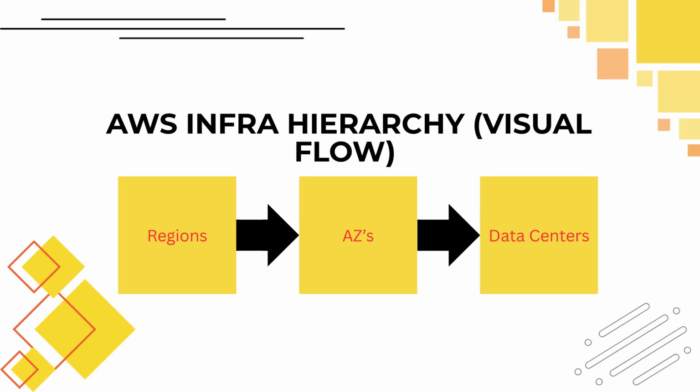Here is a simple way to think about AWS infrastructure. At the top level, we have regions. Inside each region, we have multiple availability zones. Each AZ is made up of one or more data centers. And around the world, we also have edge locations that bring content closer to users. So, regions are broad locations, AZs give you redundancy within a region, and edge locations optimize the performance globally.